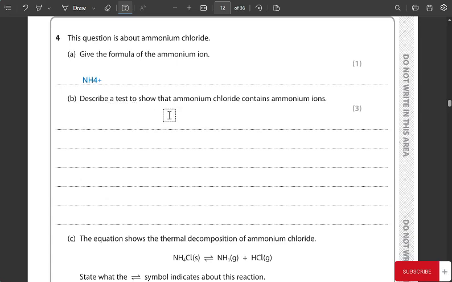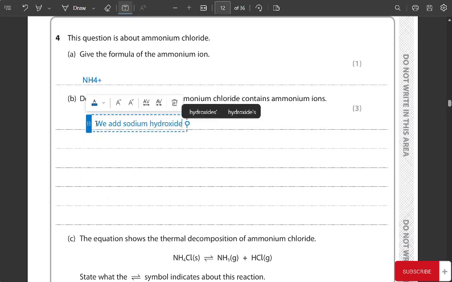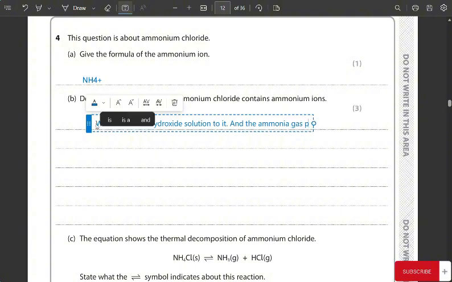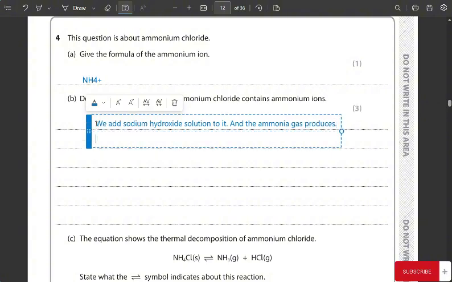Describe a test to show that ammonium chloride contains ammonium ions. For testing it, we add sodium hydroxide solution to it, and the ammonia gas is produced. After that, we should test the gas with damp red litmus paper.